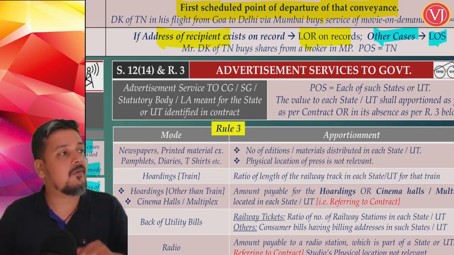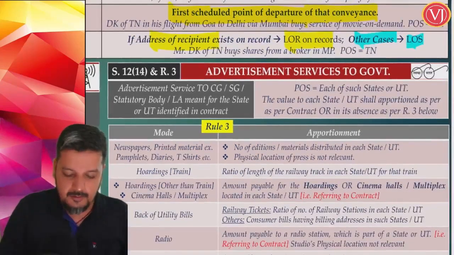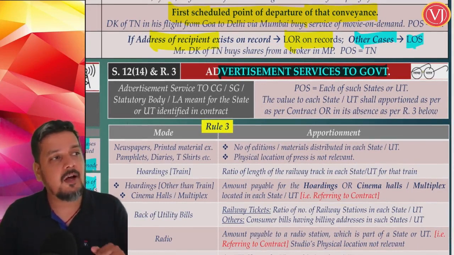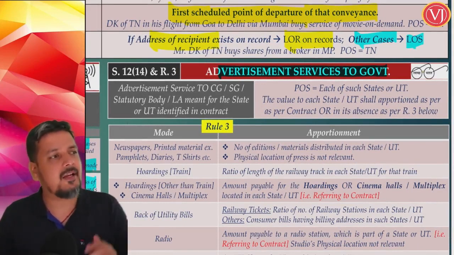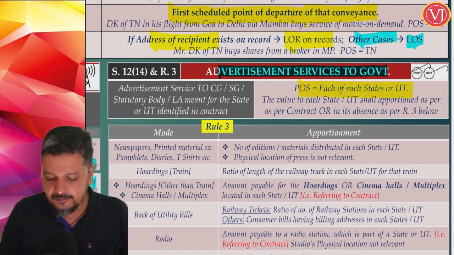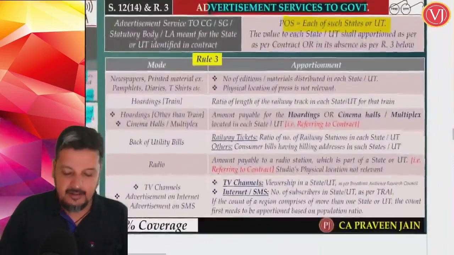So here you're talking about advertisement service to government. If you're talking about advertisement services to government, who is the recipient? Government. The supplier can be anyone. Then the place of supply is all those states where the advertisement is reaching, where your advertisement actually reaches.